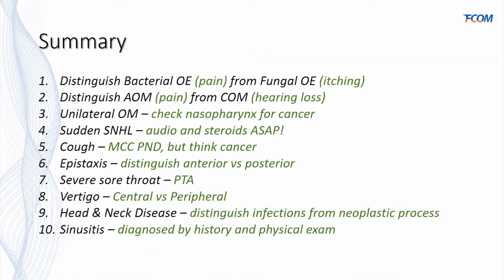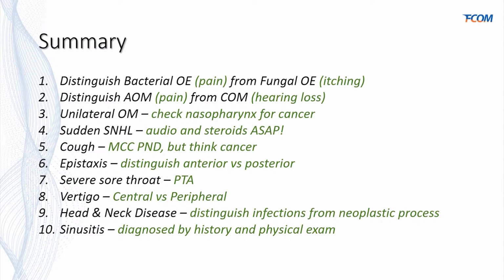So in summary, when distinguishing bacterial otitis externa from fungal otitis externa, bacterial has pain, whereas fungal has itching. With acute otitis media, there's pain, whereas with chronic otitis media, there tends to be just hearing loss. Anytime you have a patient with unilateral otitis media, especially an adult, check the nasopharynx to make sure there's no cancer. Any patient with sudden sensorineural hearing loss deserves an audiogram and steroids as soon as possible. The most common cause for a cough in an adult is postnasal drip, but don't forget the possibility of a cancer. So get a chest x-ray after 6 to 8 weeks.